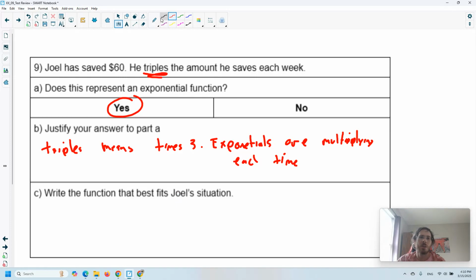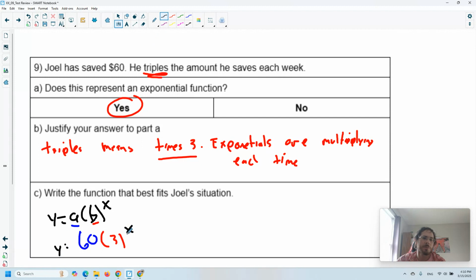Then down here, we have to write the function that models the situation. So again, we've got y equals a times b to the x. And we're going to fill in all the parts. So a is what Joel starts with. So he starts with $60. B is how much we multiply by. Triple means times 3. X and y just stay as x and y. So that's it. We got 9.